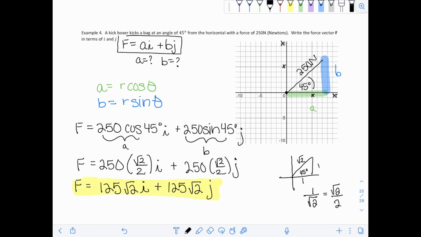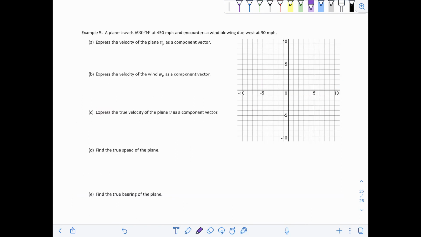If we wanted an approximation, we could plug 125 times square root of 2 into the calculator, and that would be about 176.8. So it would be 176.8i plus 176.8j. Let's look at one more application.